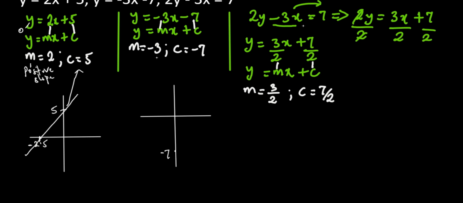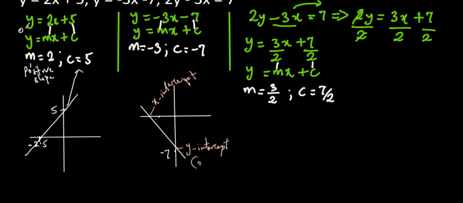Let's look at the second one also. The point where your line cuts the y-axis is called the y-intercept, and it's minus 7 there. In this case, our straight line will be a slant straight line from the left hand side to the right hand side because the slope is negative. And the x-intercept there is where your y is equal to 0.